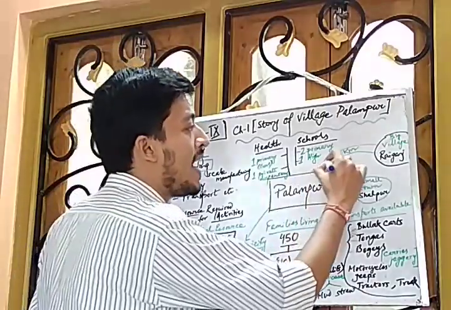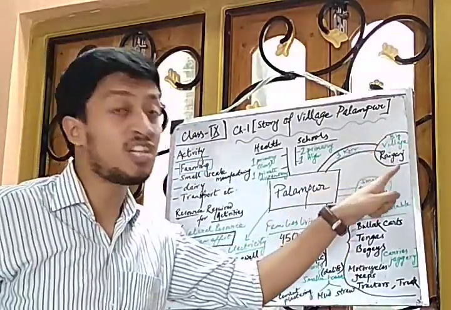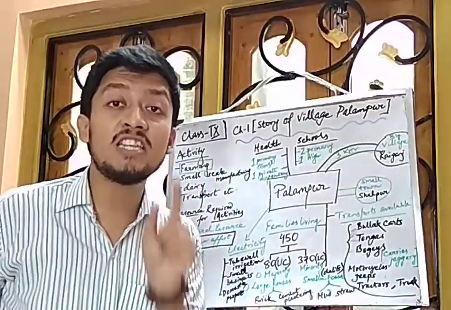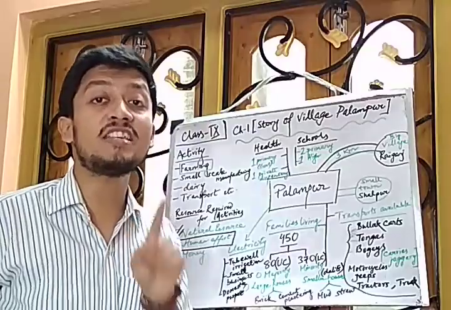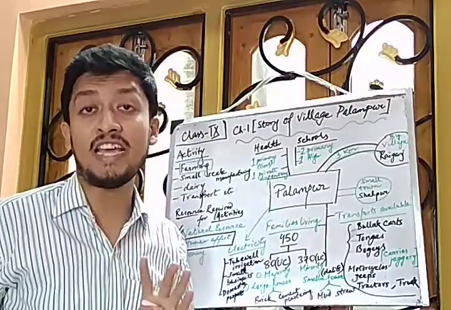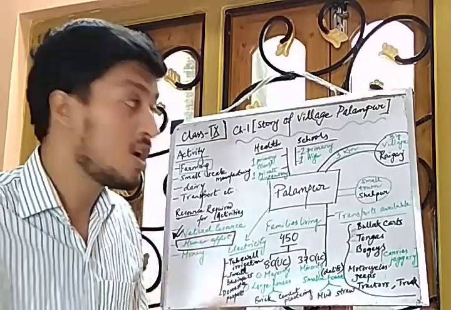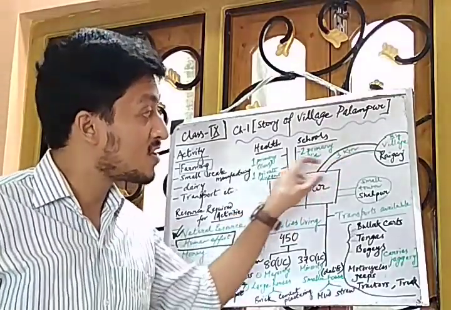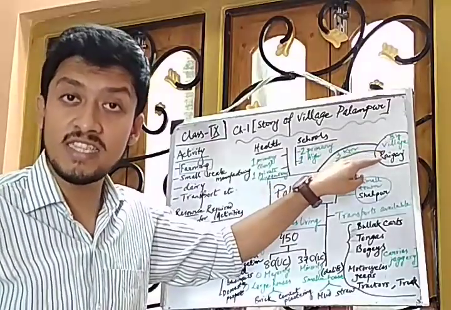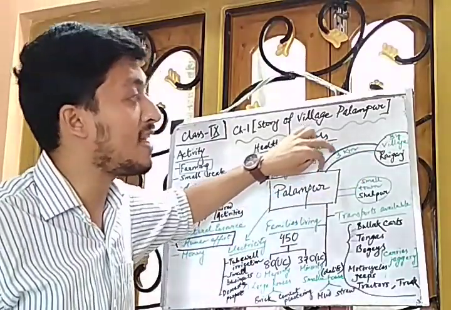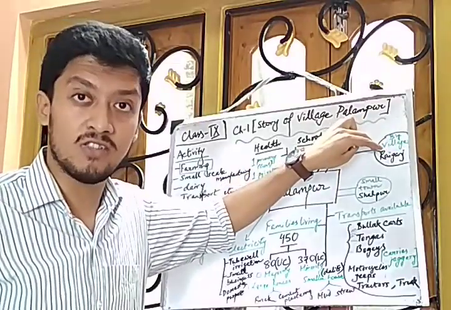Number one, it is well connected by a road system with the village Raiganj, R-A-I-G-A-N-J. Raiganj is a big village located 3 kilometers from Palampur. So I have made a small lane, a small road, of 3 kilometers distance. And with this 3 kilometers, people in Palampur go where? To a big village, that is Raiganj.